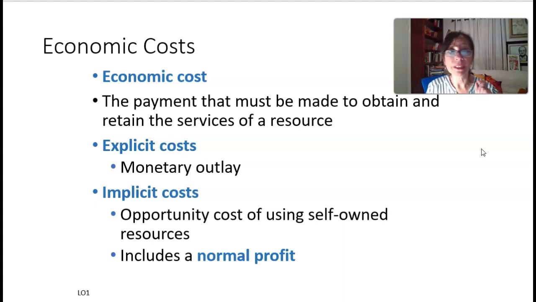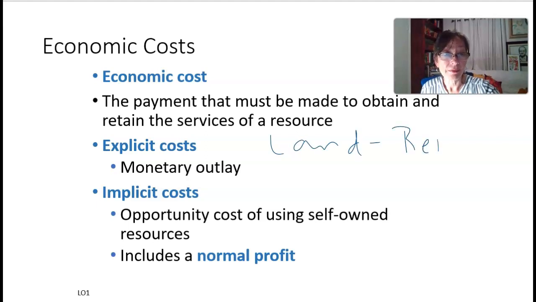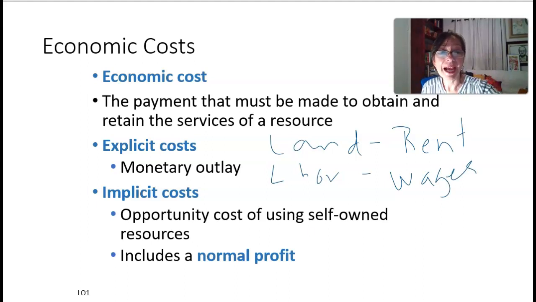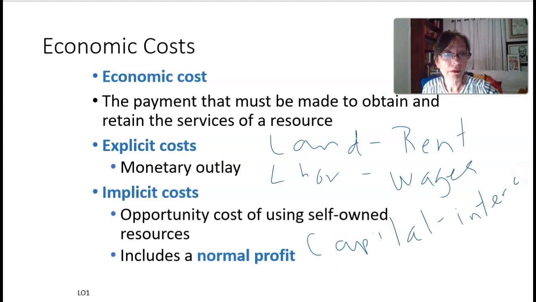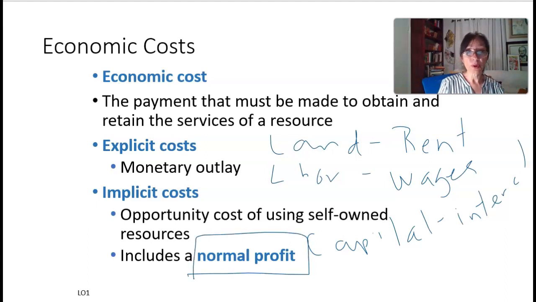Now, the payment for land is called rent. Okay, so payment for land is called rent. Payment for labor we call wages. Okay. Payment for capital we call interest. Okay. Now, importantly, payment from entrepreneurship is a normal profit.